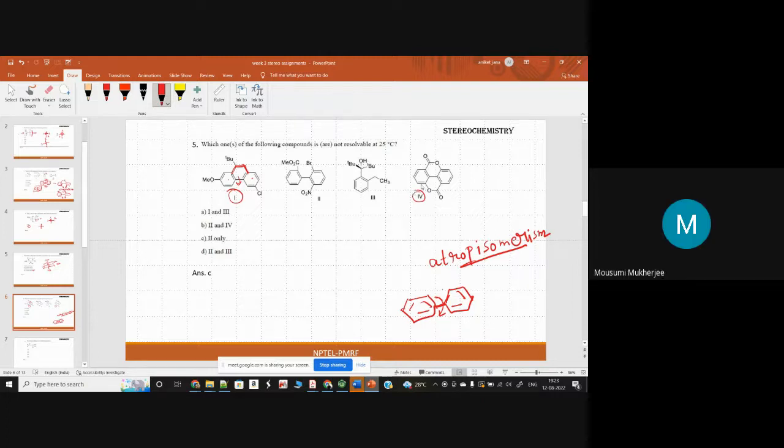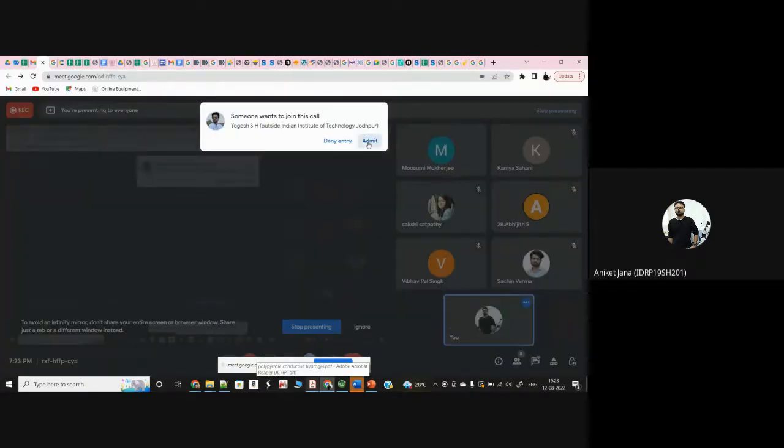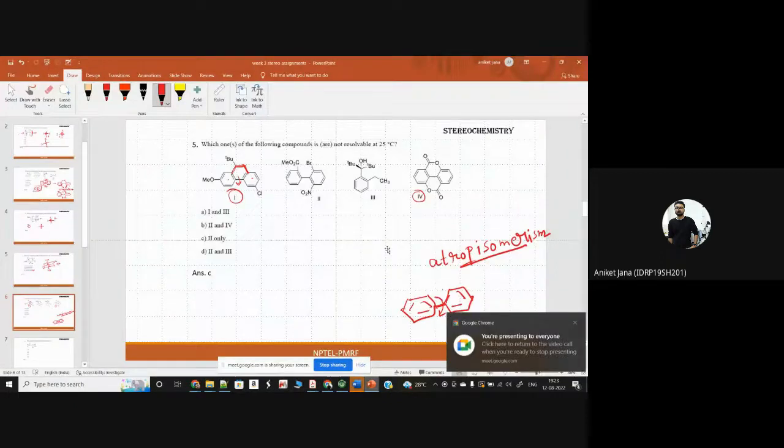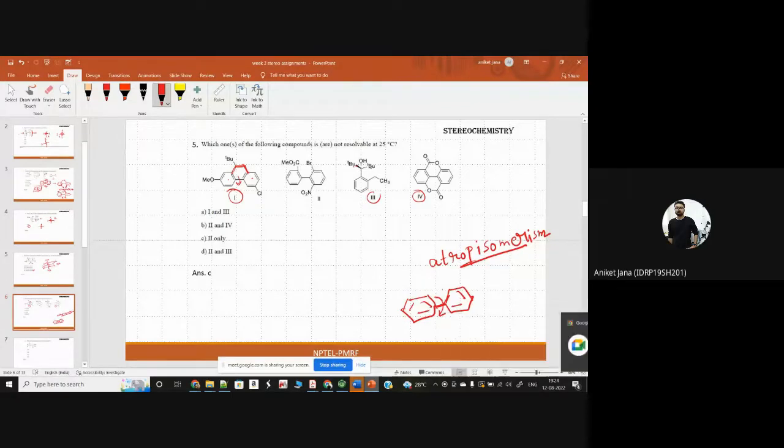And in case of four, will it show atropisomerism? No, this is also the same thing, caging. In case of three, it is also the same, two tertiary butyl groups are there, so it cannot show optical isomerism. So only option two is left. Due to the two bulky groups side by side, NO2 is a bulky group, and also bromine and CO2 are there, so it will stay in the two forms, and it is not resolvable at room temperature. Okay.